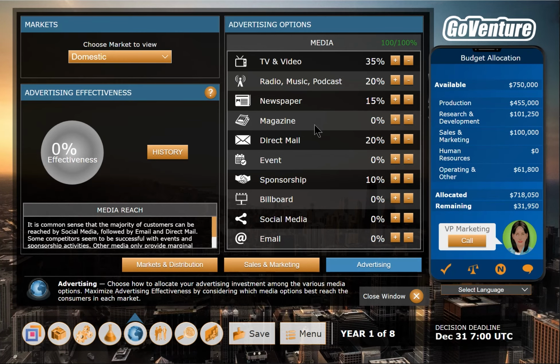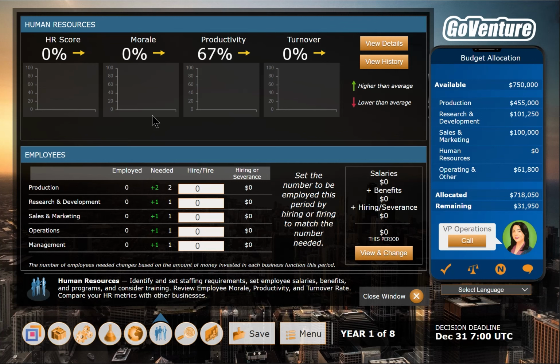As you see here, you cannot leave the screen unless you distribute your marketing dollars 100% based on the media that you choose. The simulation will track your effectiveness on spending that money, and you'll have to experiment to try to figure out how to maximize that effectiveness. So that's sales and marketing. Then we can move on to HR.